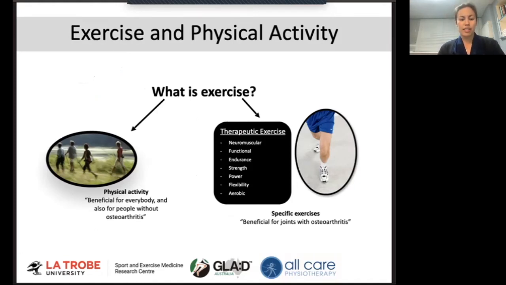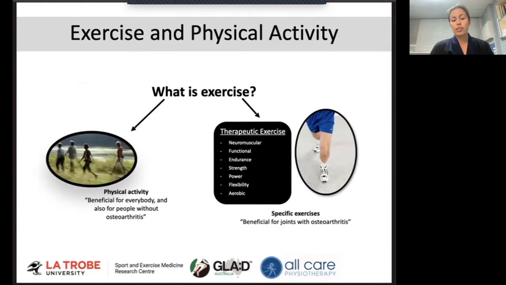So we can think of there as being 2 types of exercise. We've got physical activity and therapeutic exercise. Physical activity is considered to be the general exercise that's good for everyone. It can occur in your everyday life, so during leisure activities, when you're walking, playing sport, or when you're at your job or going to your job.